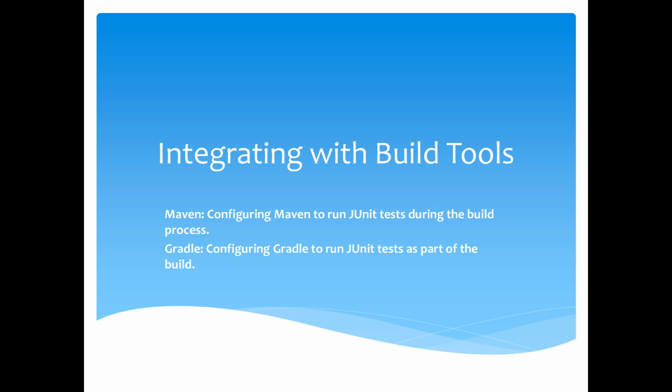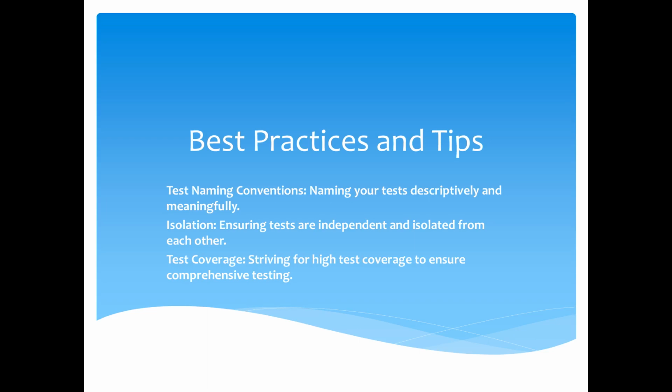Integrating with build tools. Maven, configuring Maven to run JUnit tests during the build process. Gradle, configuring Gradle to run JUnit tests as part of the build. Best practices and tips. Test naming conventions, naming your tests descriptively and meaningfully. Isolation, ensuring tests are independent and isolated from each other. Test coverage, striving for high test coverage to ensure comprehensive testing.